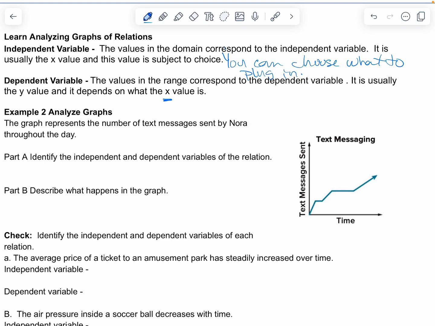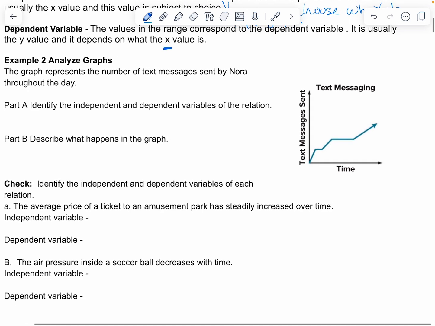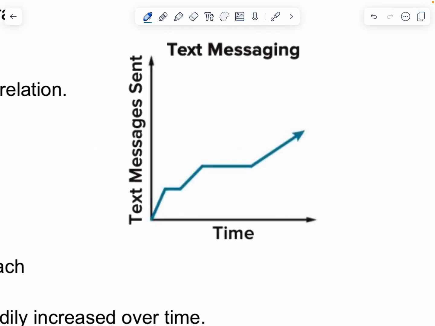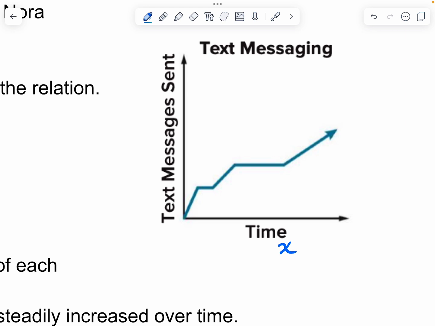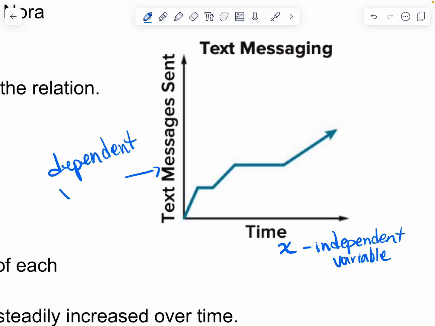So, as I look at this, part A says identify the independent and dependent variables. So I'm going to look at this. Okay, so as I look at this right here, time is usually our x value. So that means that this is our independent variable. Okay. This right here is our dependent variable.